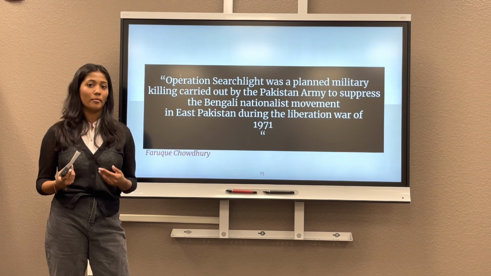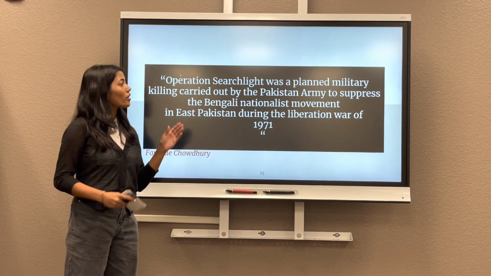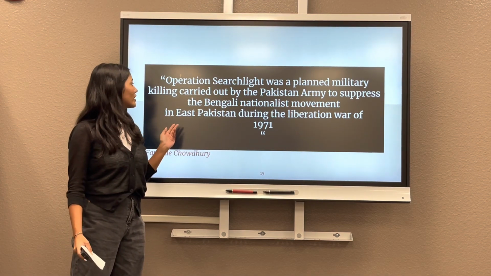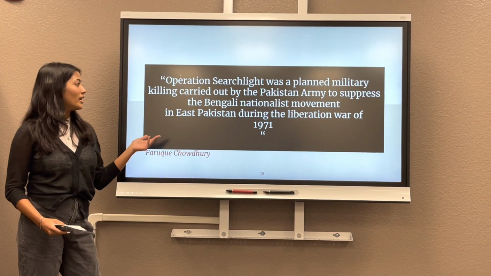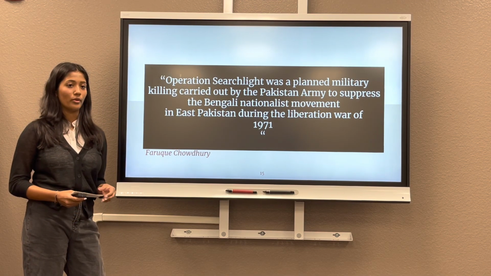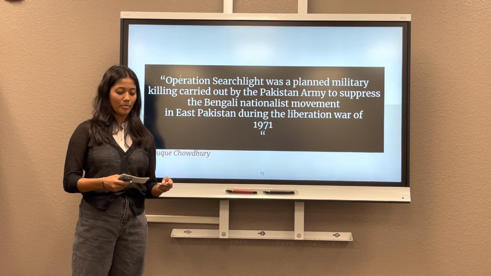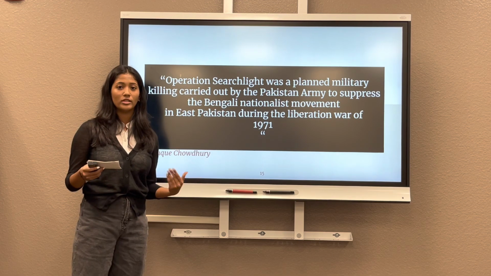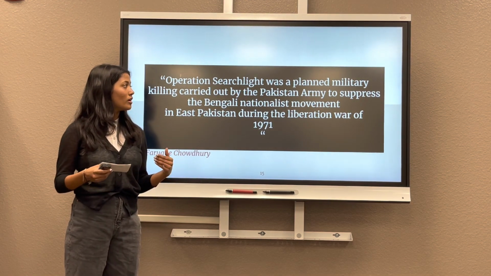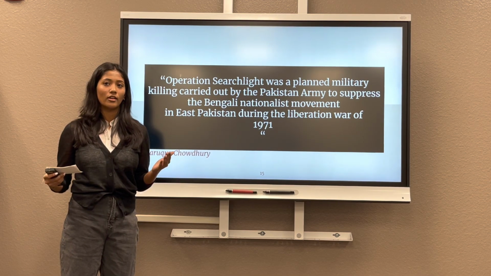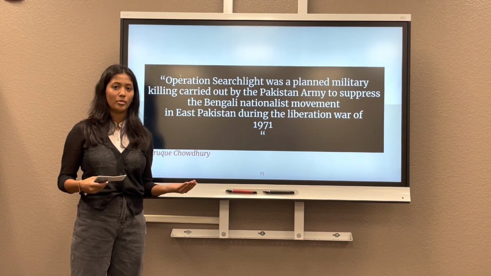An example of a politically biased decision by the West Pakistani government was Operation Searchlight. Operation Searchlight was a planned military killing carried out by the Pakistani army to suppress the Bengali nationalist movement in East Pakistan during the Liberation War of 1971. It is an example of a planned operation by the West Pakistani government to suppress the Bengalis, to kill them, and to force their nationality as well as their culture onto East Pakistanis.